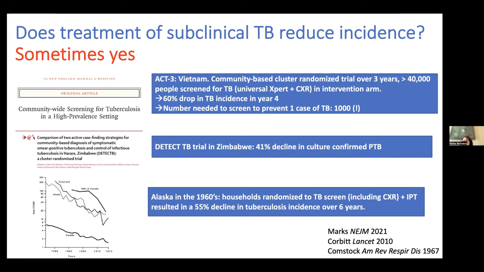The Detect TB trial in Zimbabwe, which was also a community-based cluster randomized trial with systematic treatment, was published back in 2010, and demonstrated a 40% decline in culture-confirmed TB in the intervention arms. And then there's historic data from Alaska in the 1960s that also demonstrated that routine TB screening and treatment that included chest X-ray and preventative therapy and treatment of subclinical TB cases could result in significant declines in TB incidence. And so that figure at the bottom is demonstrating TB incidence in Alaska, Greenland, Canada.